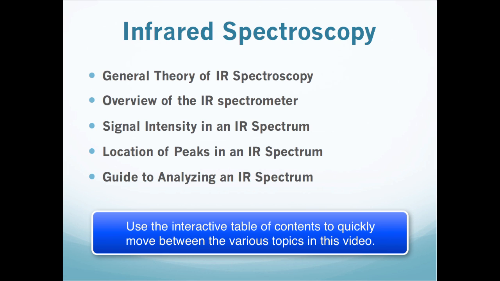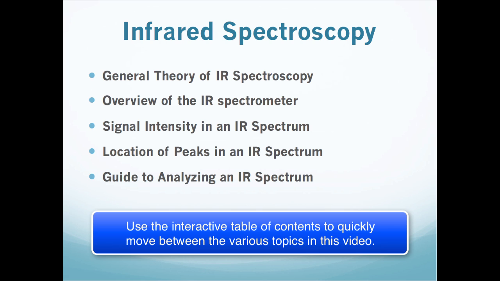Today we're going to be looking at some of the basics of infrared or IR spectroscopy. First we'll just go through some of the general theory of how IR spectroscopy works. Then we'll look at a basic overview of the IR spectrometer, which is where you're going to record the IR spectrum. From there we'll look at the various signal intensities and why some signals are more intense than others.